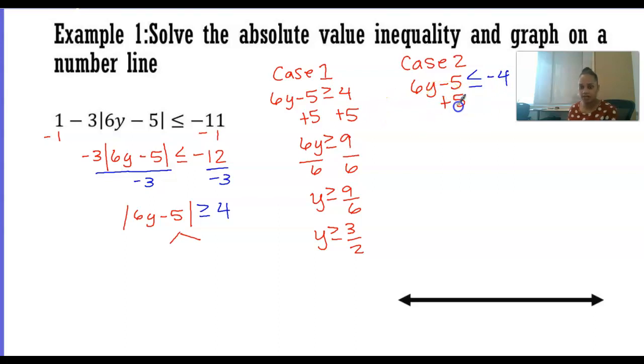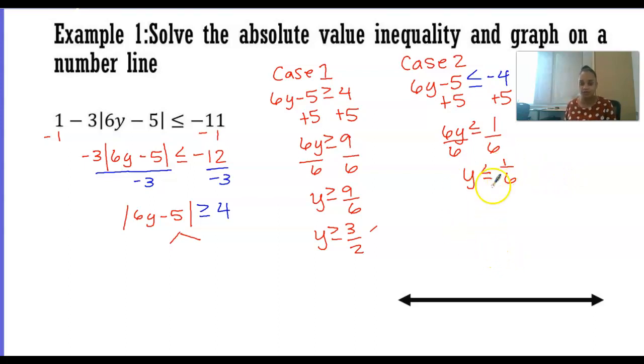Add 5 to both sides. 6y is less than or equal to 1. So negative 4 plus 5 is 1. And let's go ahead and finish solving that. Divide by 6 on both sides because that's the inverse operation. Y is less than or equal to 1 over 6.